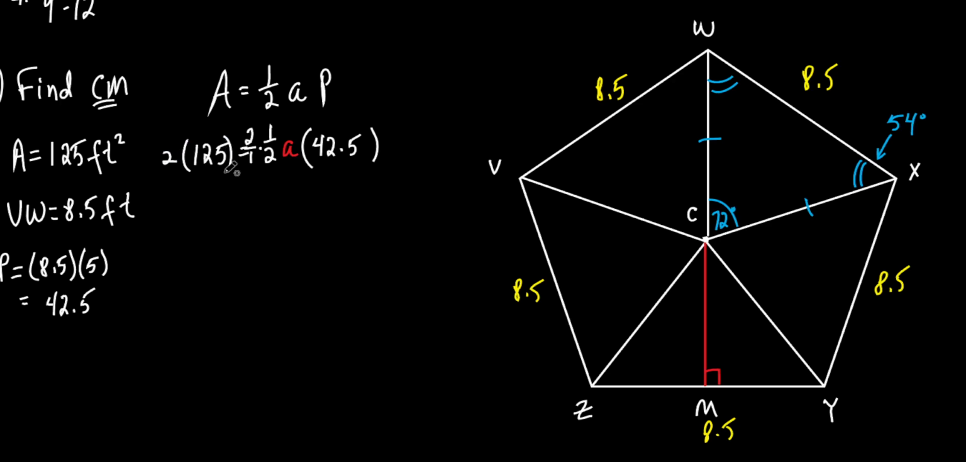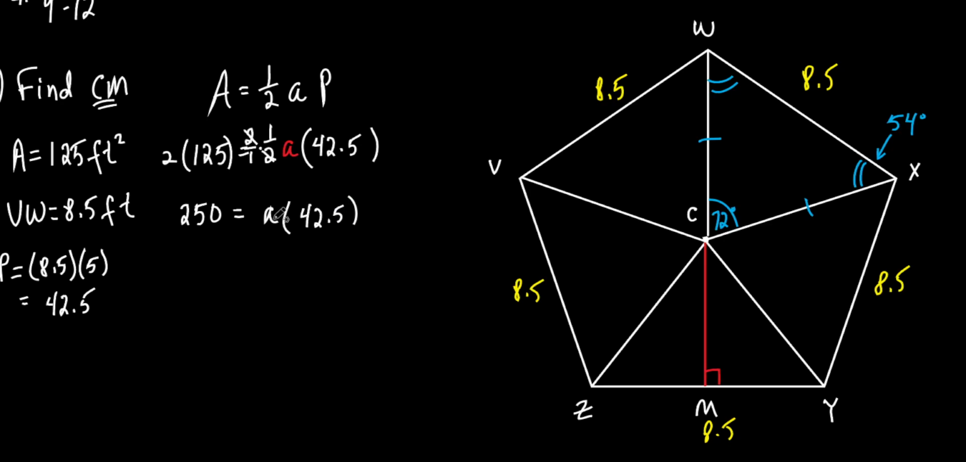That was a little bit tricky for you if you're not up to speed on your algebra. So the 2 and the 2 cancel. So what's this? 2 times 125. What if you double 125? What do you get? 250. Good. So that's 250 equals a times 42.5.